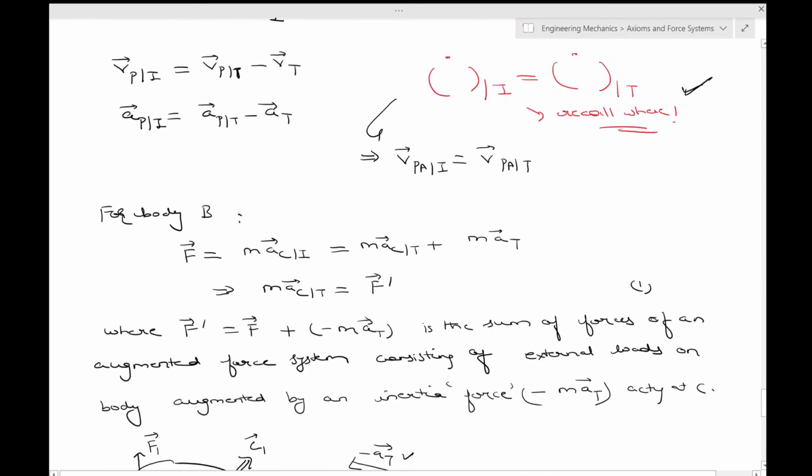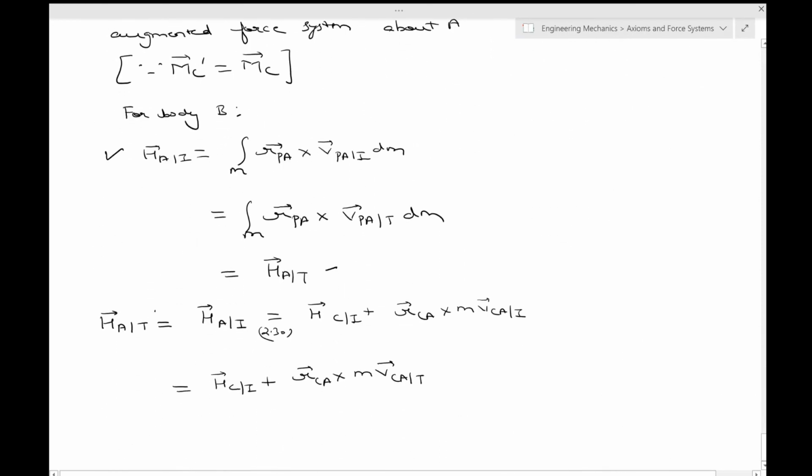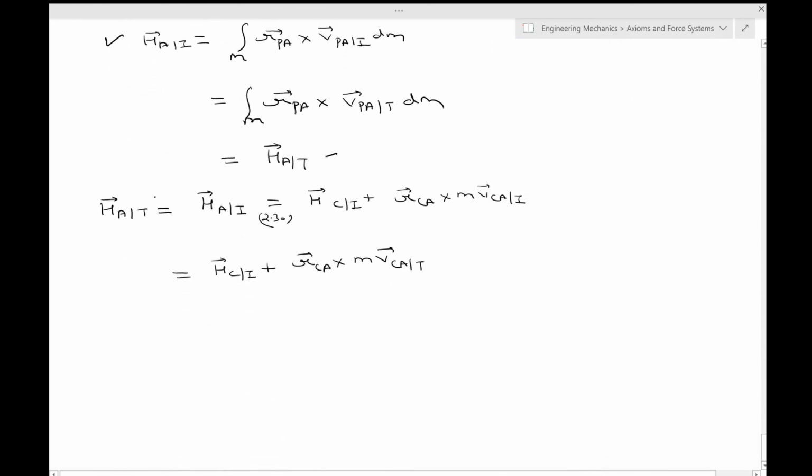Okay, this one. Please recall where and how we have derived this. Otherwise it will keep on spiraling into a big problem. Pause the video and go back if you do not recall why this is happening. Now we will take a time derivative of this, and that will make this H dot A in the T frame equal to H dot C in the I frame plus RCA cross M into ACA in the T frame.